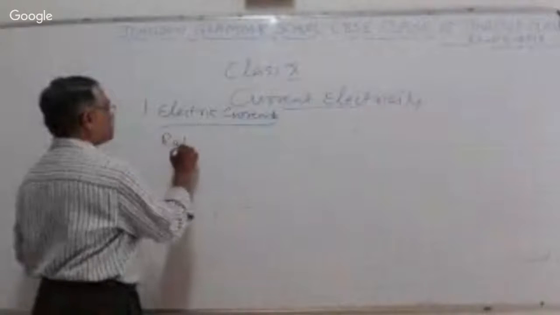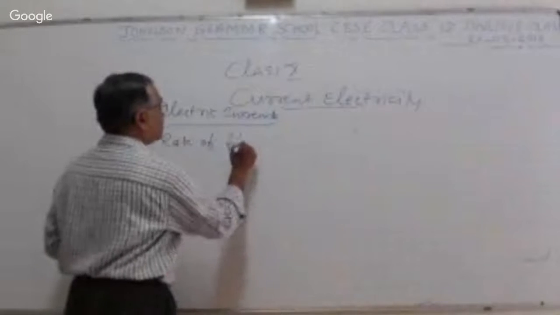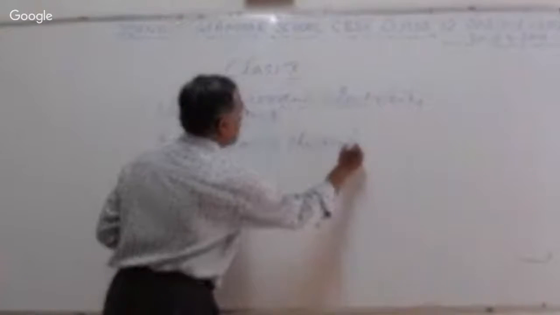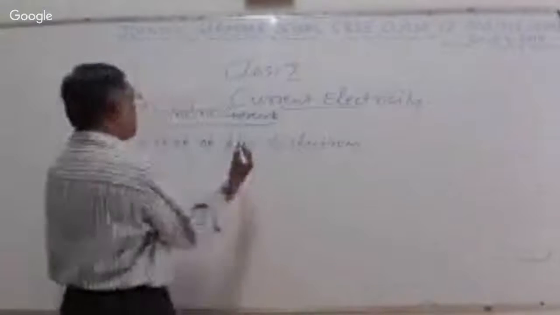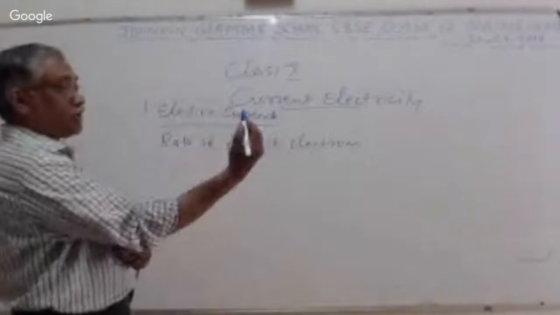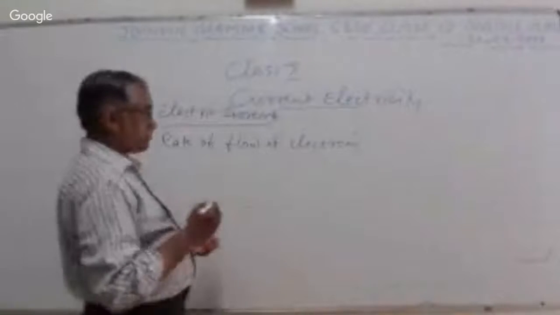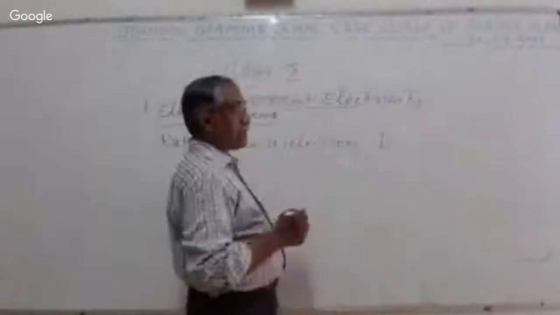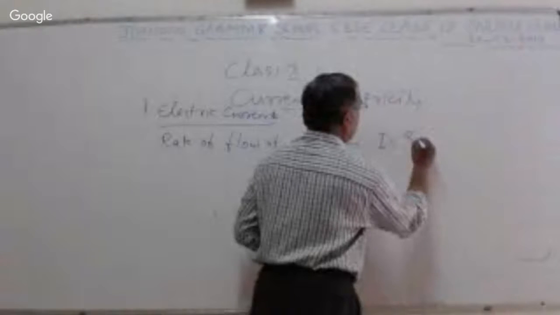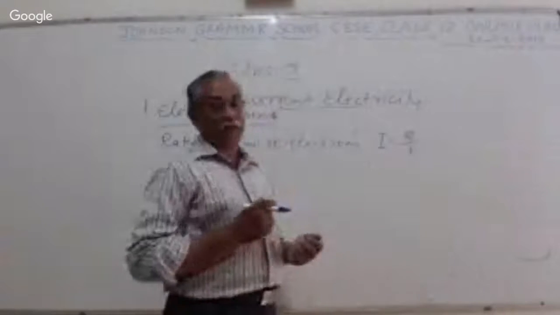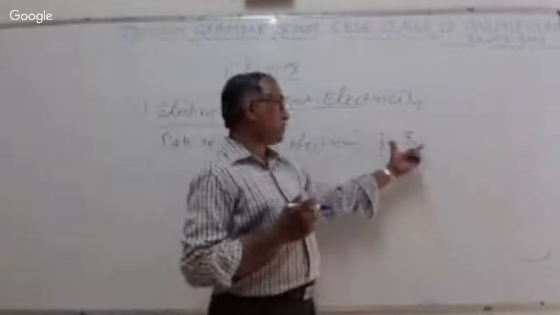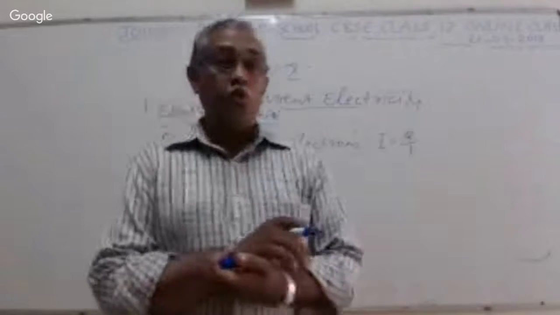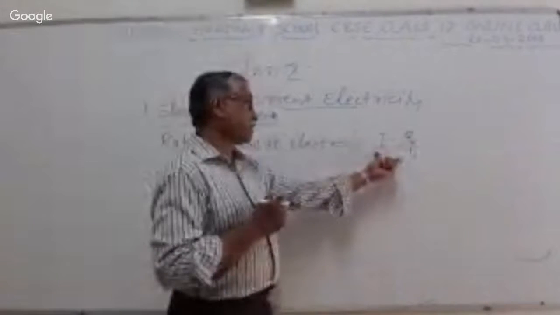So rate of flow of electrons, or electrons are nothing but charges. Electrons are the charges here. So rate of flow of electrons, or the flow of electrons per unit time. We can write it in equation form, where I represents the electric current. I is equal to Q by T, where Q is the charge and T is the time. So the time rate at which the charge is flowing through a conductor is what we call electric current.